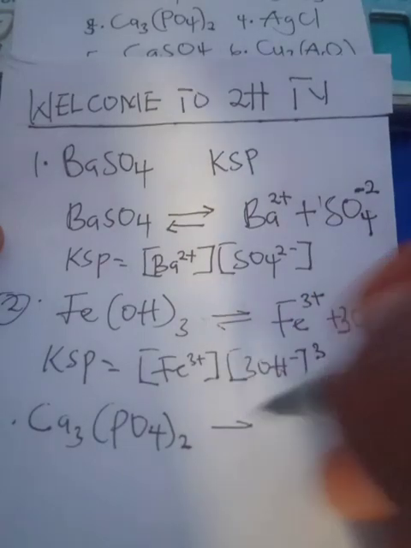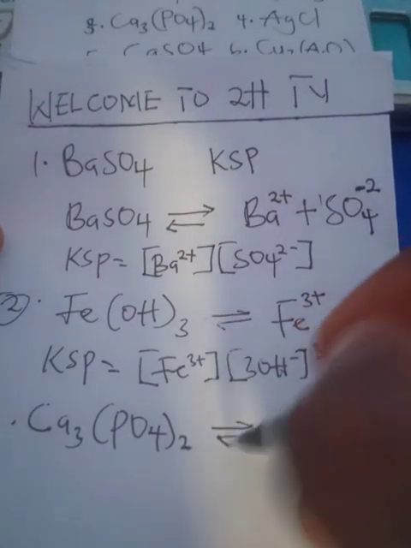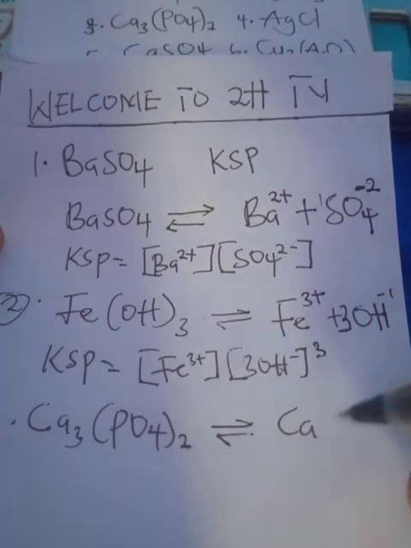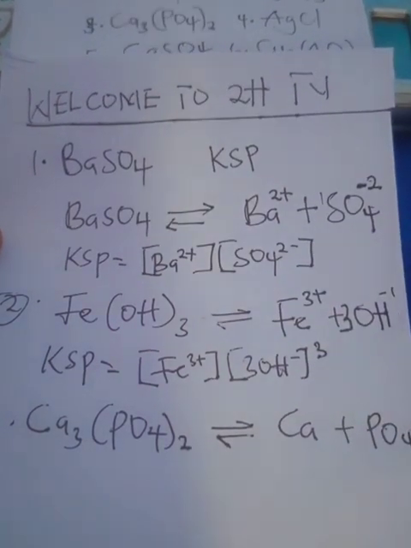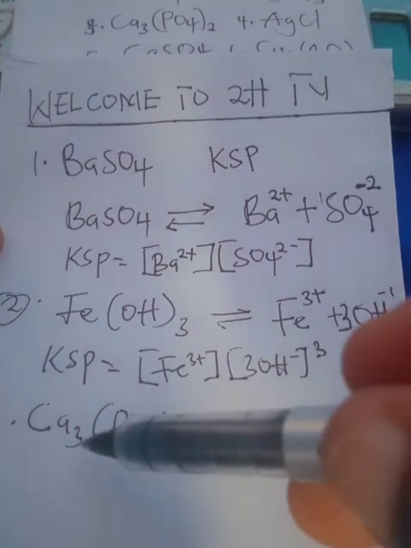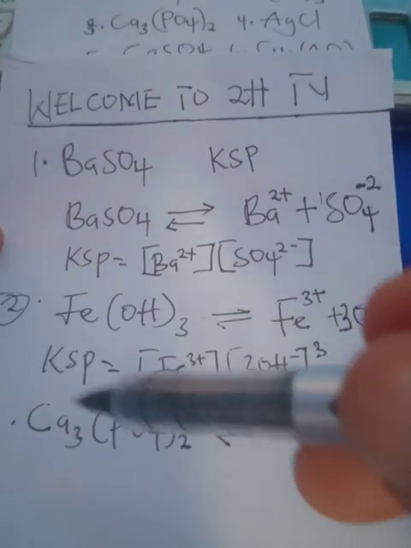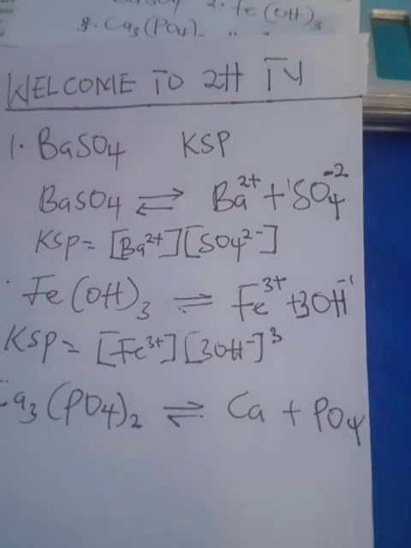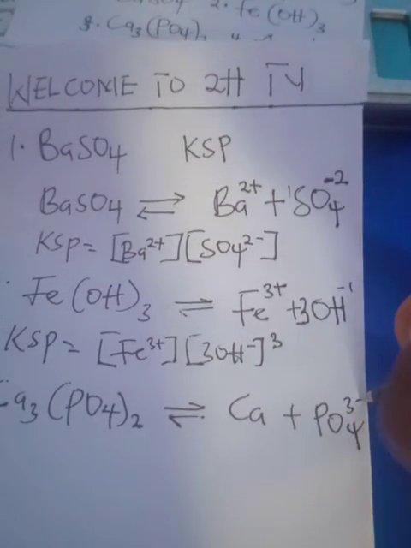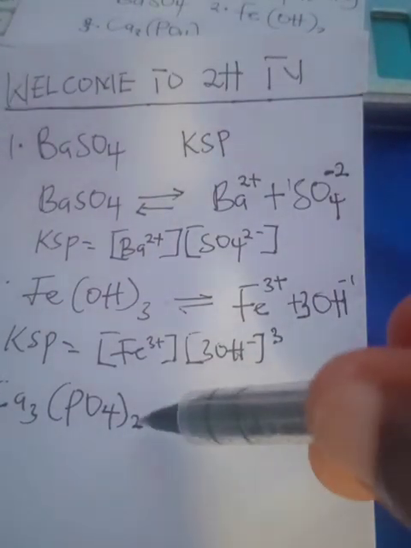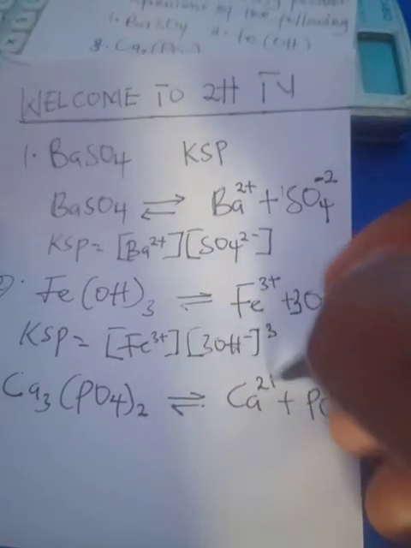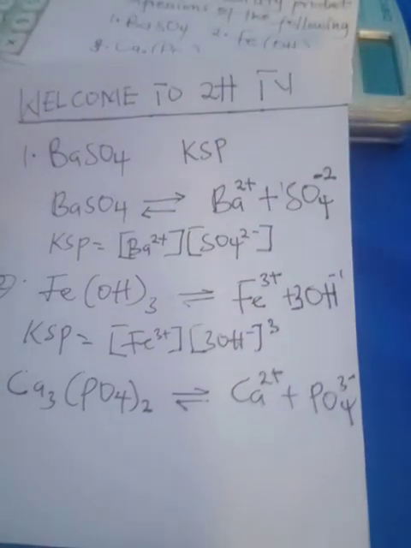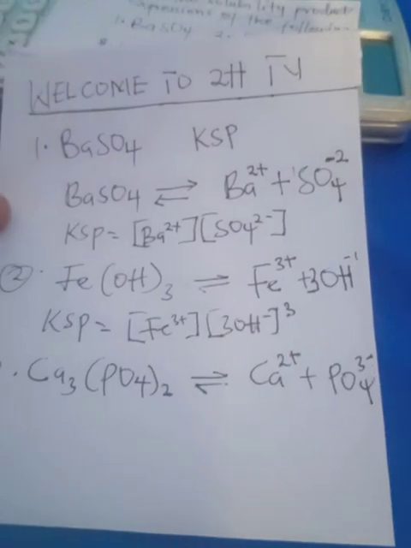So when we dissociate this, we'll produce calcium ion plus what? PO4, right? So in front of the cation, we have 3, so it becomes the charge of the anion. So we have 3 minus. Then in front of the anion, we have 2, so the 2 becomes the charge of the cation. So 2 plus, right? Then the next thing is we check whether our equation is balanced.